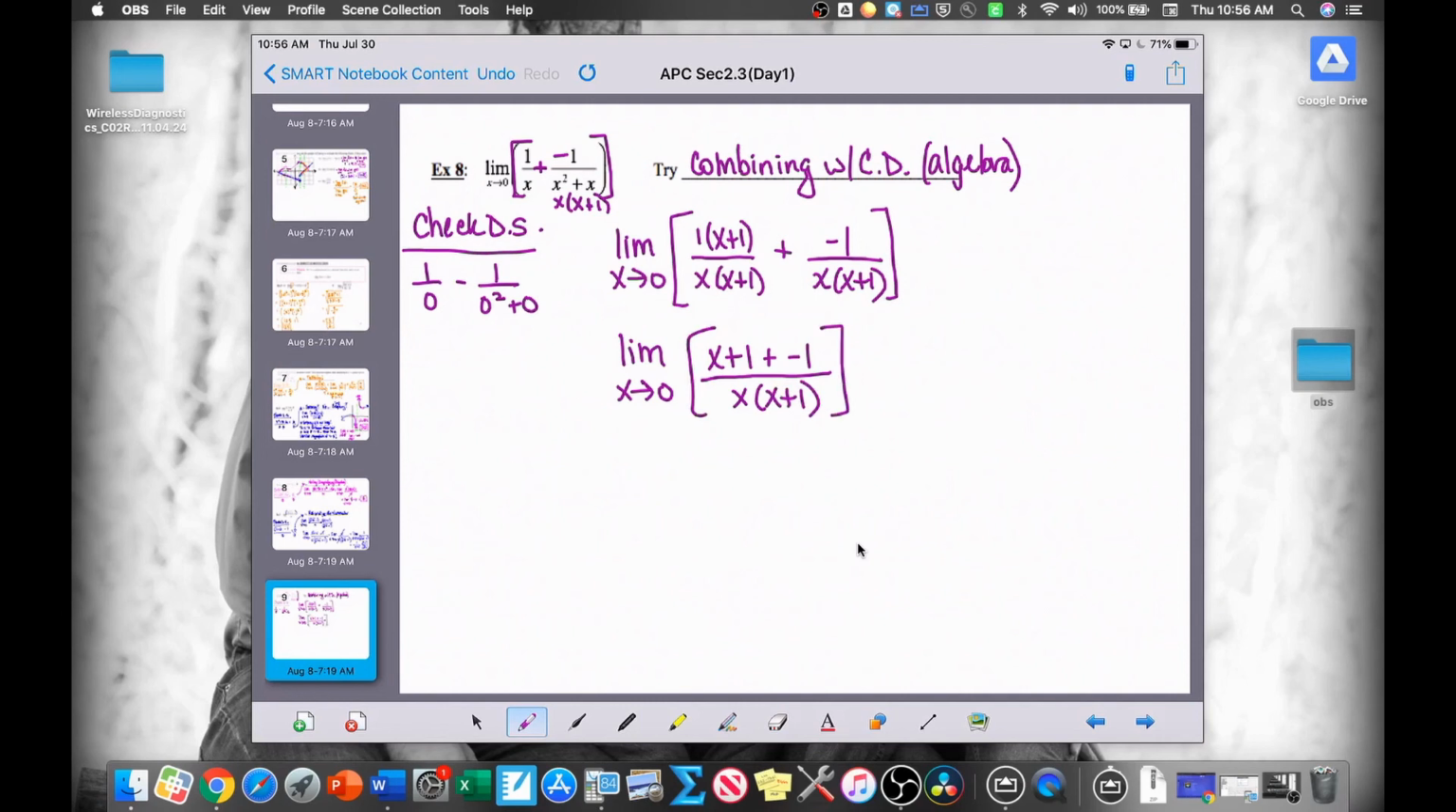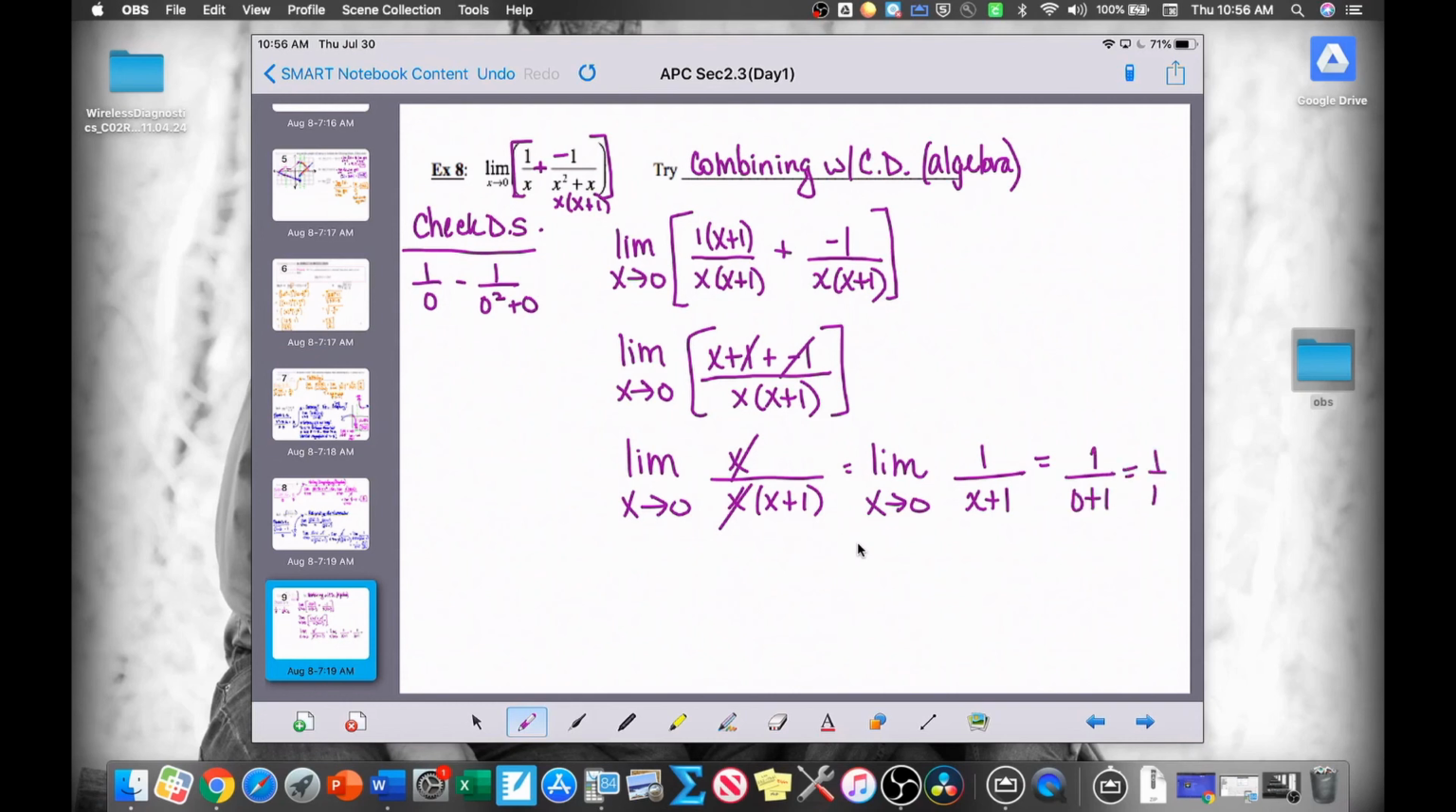Well, hopefully you can see that we can cancel that positive 1 and that negative 1. And so then we have the limit as x approaches 0 of x over x times x plus 1. Now we can cancel the x's. So this gives us the limit as x approaches 0 of 1 over x plus 1. And now that we've taken care of that problem in our denominator that was causing us to be undefined, now we can plug 0 in. So we end up with 1 over 0 plus 1, which is 1 over 1, which gives us an answer of 1.